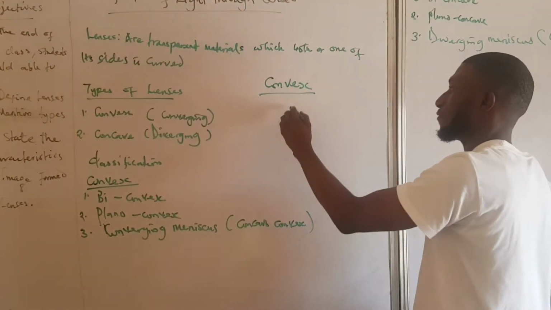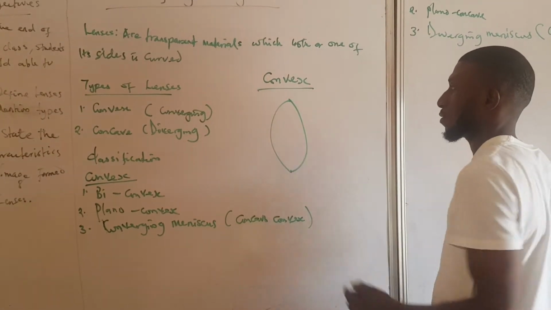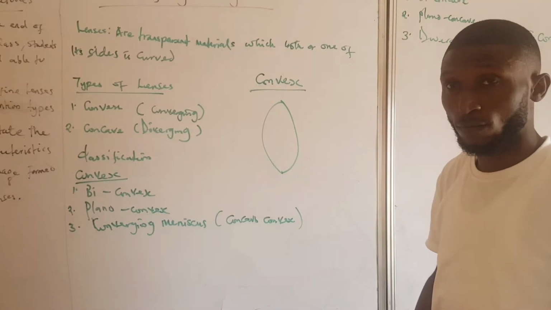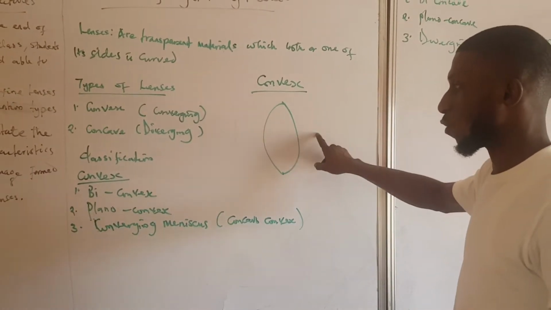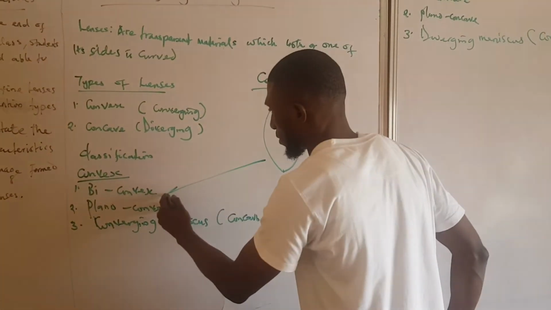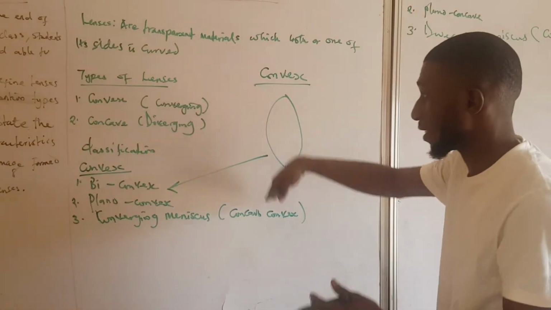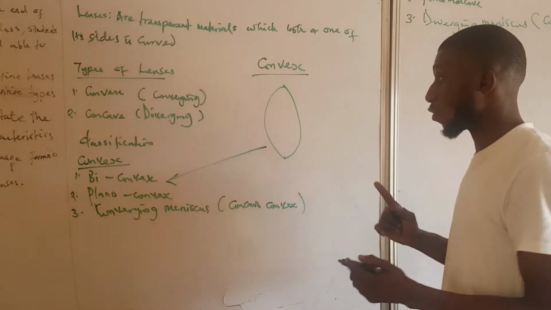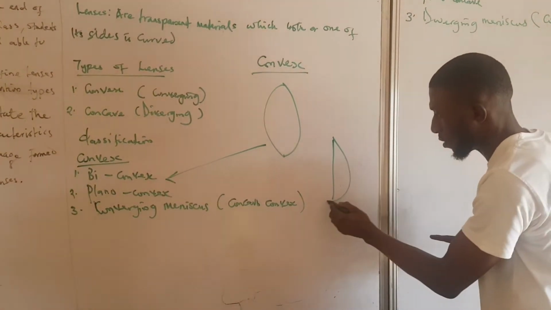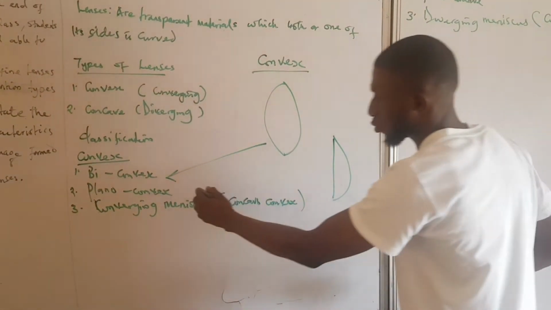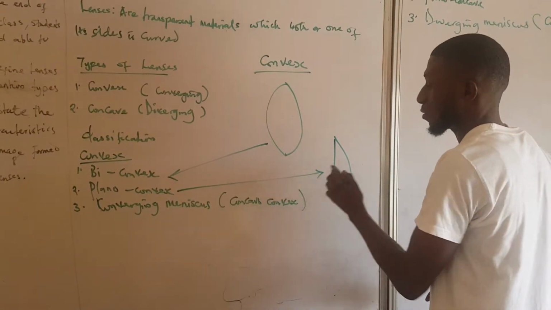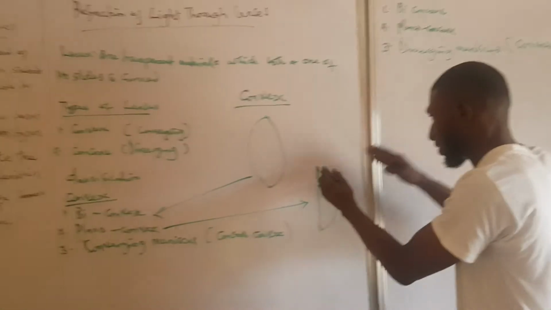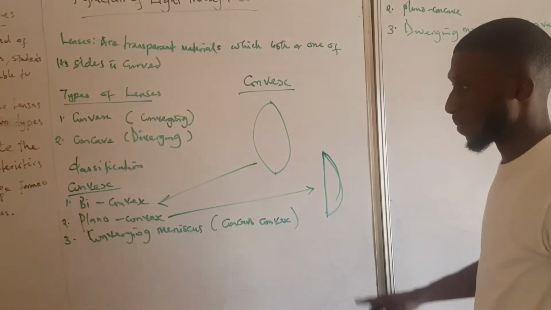If it is a convex lens, we have sides cut out. But if both sides are cut out, we call it biconvex, because both sides are cut out. This side is cut out and this side is cut out. But if it is one side that is cut out, and one side is plain, like this one, we have plano convex. One side is plain, that is flat, while the other side is curved, like this.